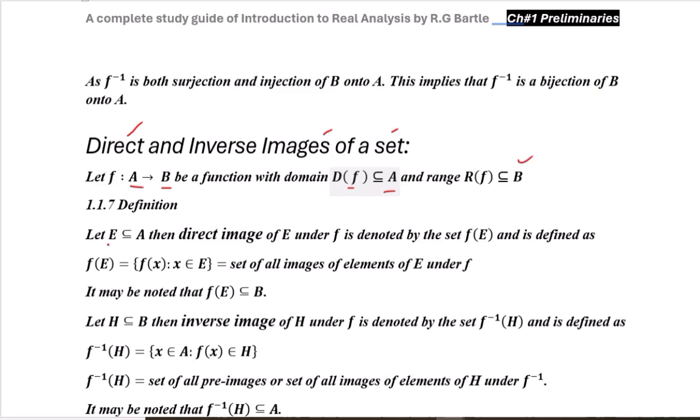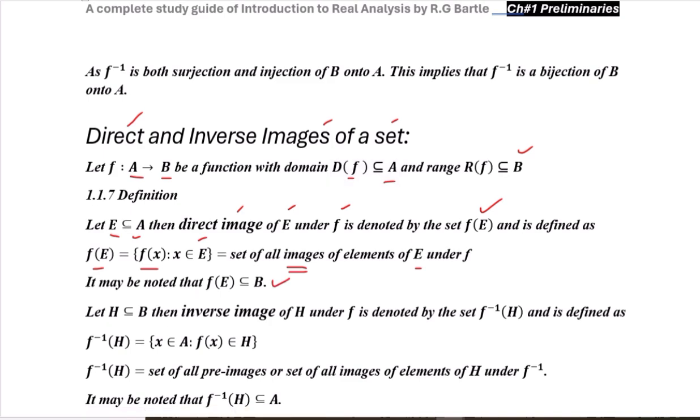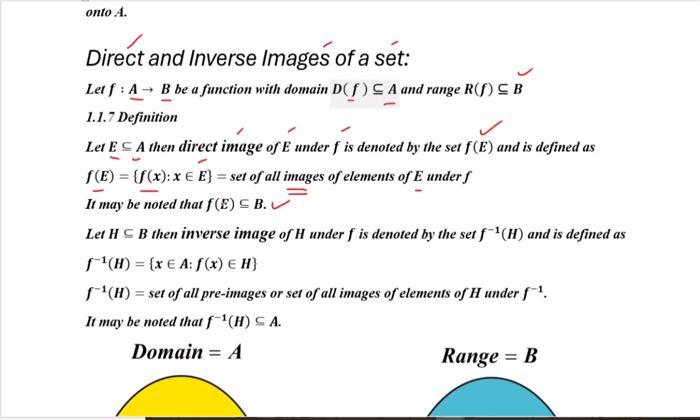Let E be a subset of A. Then the direct image of E under f is denoted by f(E) and is defined as the set of all output values of f, that is f(x), when x belongs to E. This is the set of all images. Output values are also called images. This is the set of all images of elements of E under f. It may be noted that f(E) is always a subset of B. That is to say, the set of direct images is always a subset of the range B.